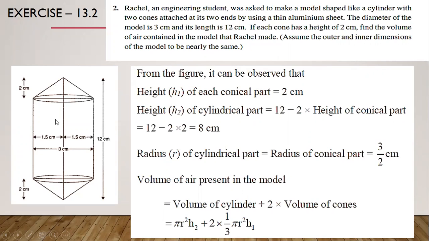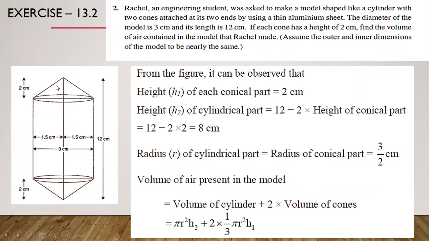So this is the figure we are having. We are having a cylinder and cones attached at both the ends. Given that diameter of the model is 3, so the radius will be 1.5 centimeter. And length of the model is given to be 12 centimeter. That means total height is 12 centimeter.